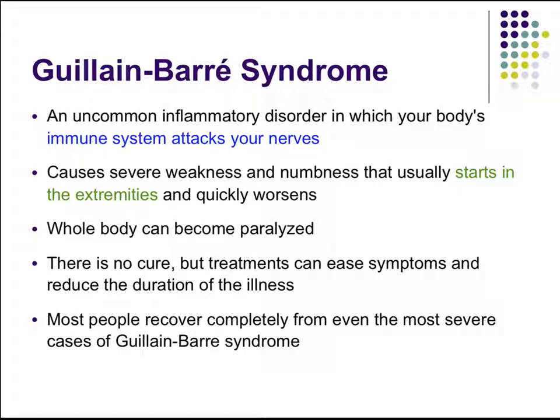So a little bit more about Guillain-Barré. So this is an uncommon inflammatory disorder where your body's immune cells start to attack your nerves. And so it's going to cause severe weakness and numbing. And again, it tends to start from distal to proximal. So the weakness will start distal to proximal, and the whole body can become paralyzed, and there's no cure. So the treatments are really designed to try to ease symptoms and reduce the duration, but most people tend to recover completely, even those with the most severe Guillain-Barré syndrome cases.